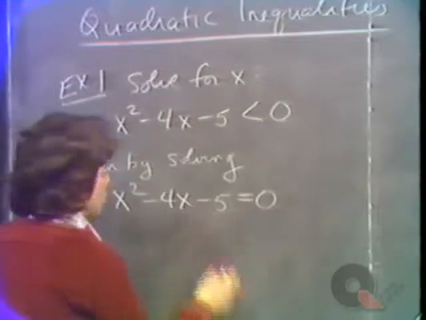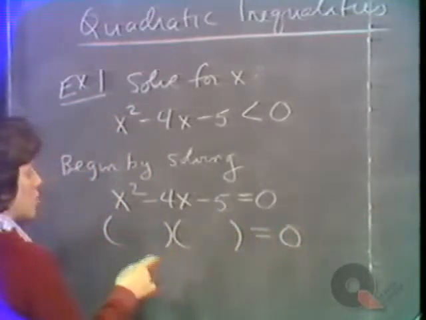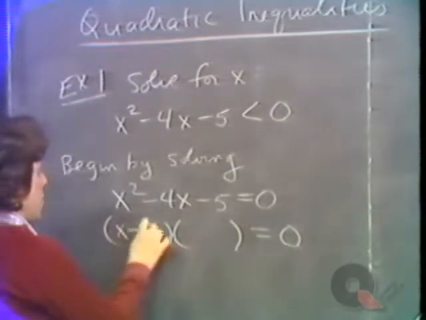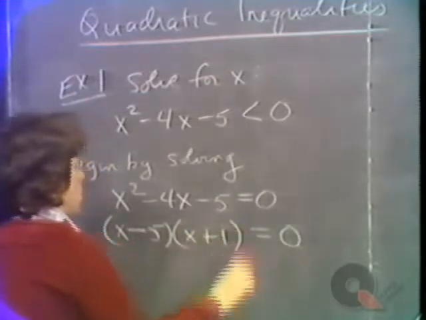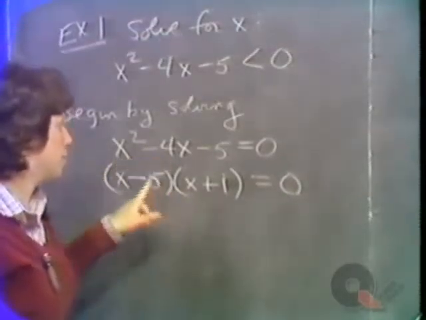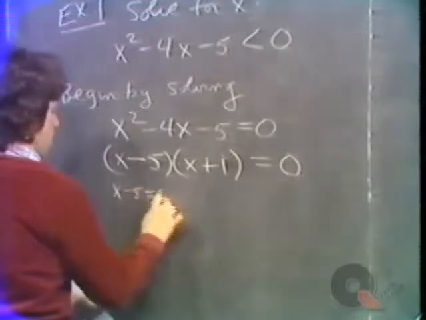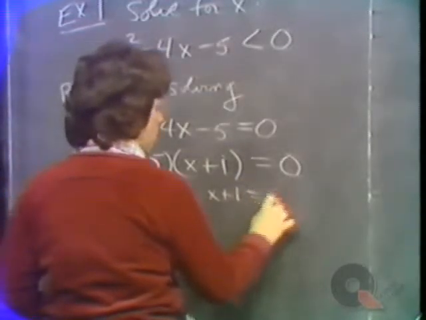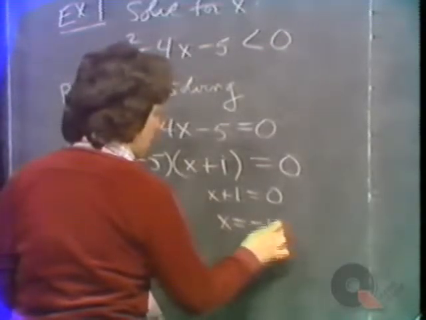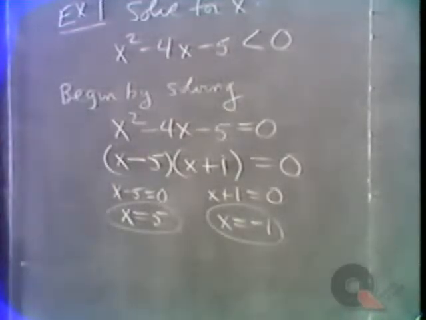Okay, to solve this, this is an easy one to solve by factoring. We're looking for two numbers which multiply to minus 5 and add to minus 4, and they are minus 5 and plus 1. And checking this by FOIL, x squared plus x minus 5x, that's minus 4x minus 5, giving us x minus 5 equals 0, x plus 1 equals 0, x equals 5, x equals minus 1 as the solutions here.